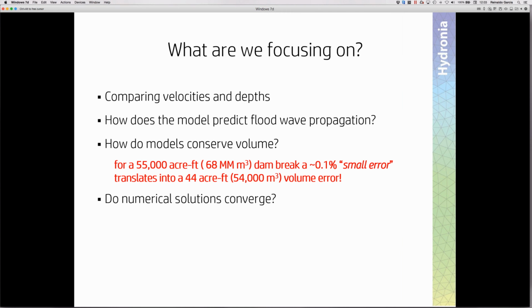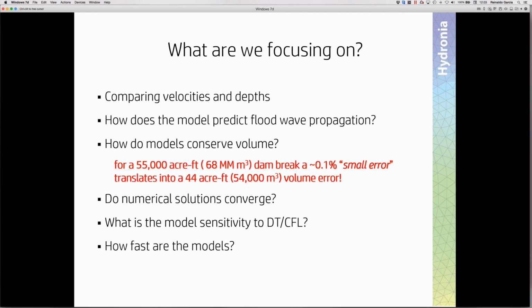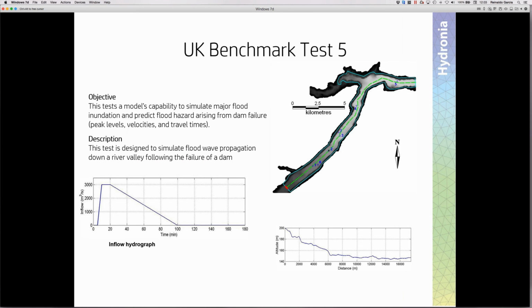The other question we try to address is, what about the convergence of the model? How does the model converge when reducing, particularly, the time step? Because the requirement of the UK test is that you use a specific size of mesh. So they have specifications for how many elements you should use for any given application. What is the model sensitivity to time step or the initial condition, and how fast are the models? So we tried on each of these two tests to answer these questions.